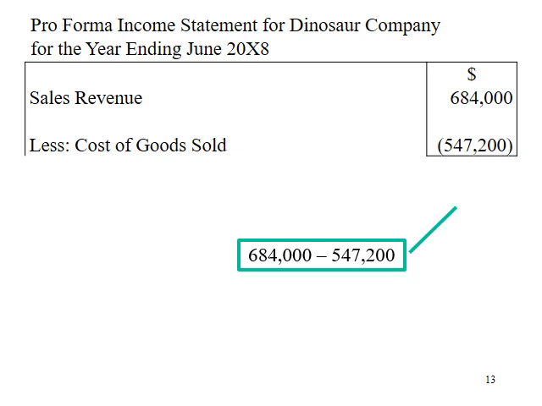$684K minus 547.2K gives you gross profit of 136.8K.